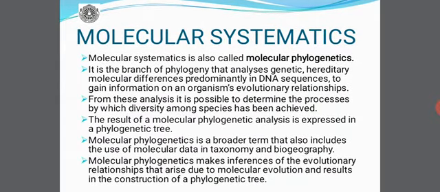Molecular systematics is also called molecular phylogenetics. It is a branch of phylogeny that analyzes genetic, hereditary, molecular differences, predominantly in DNA sequences, to gain information on an organism's evolutionary relationships. From these analyses, it is possible to determine the processes by which diversity among species has been achieved. The result of a molecular phylogenetic analysis is expressed in a phylogenetic tree.